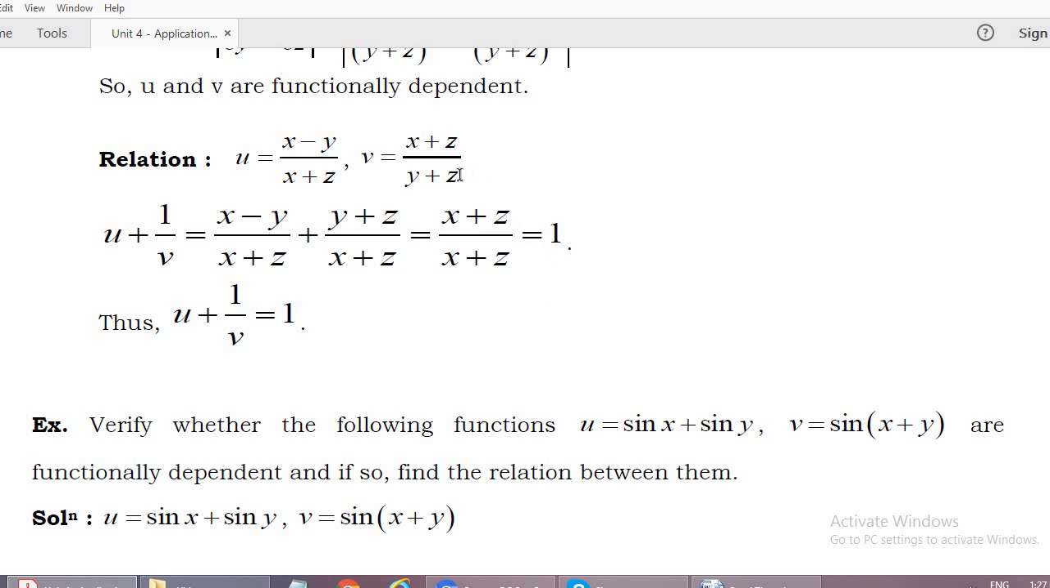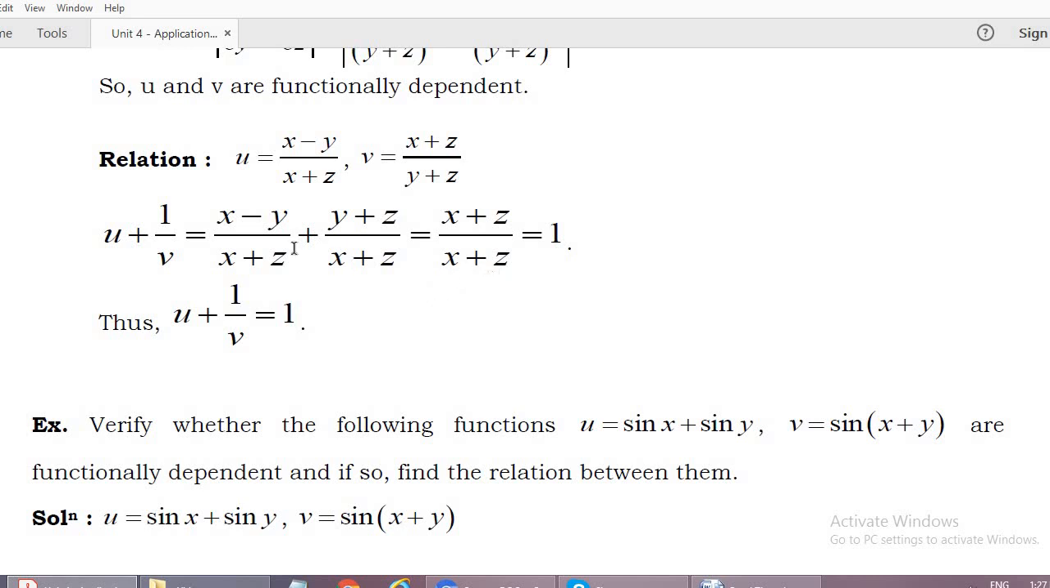Here we see in u the denominator is x plus z, whereas in v the numerator is x plus z. So let us take advantage of this. Let us bring both in the denominator. So u plus 1 upon v, that is x minus y upon x plus z, plus y plus z upon x plus z.